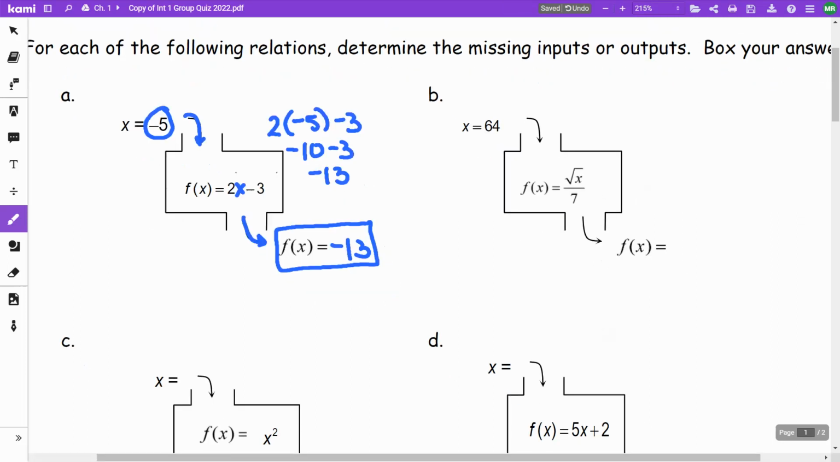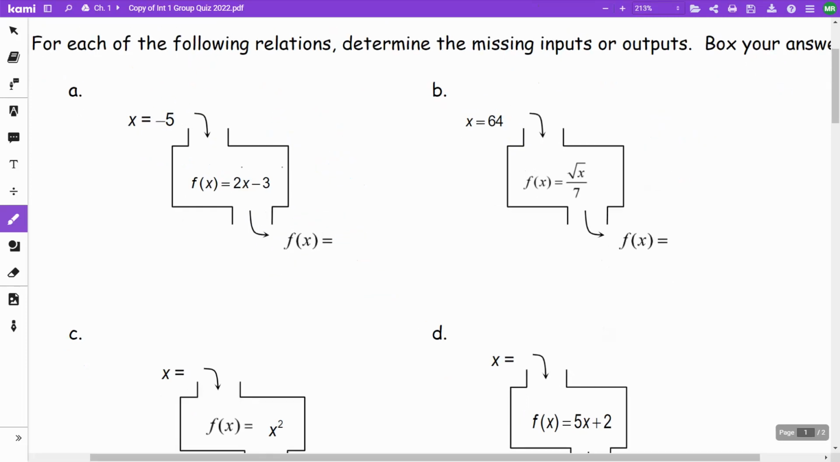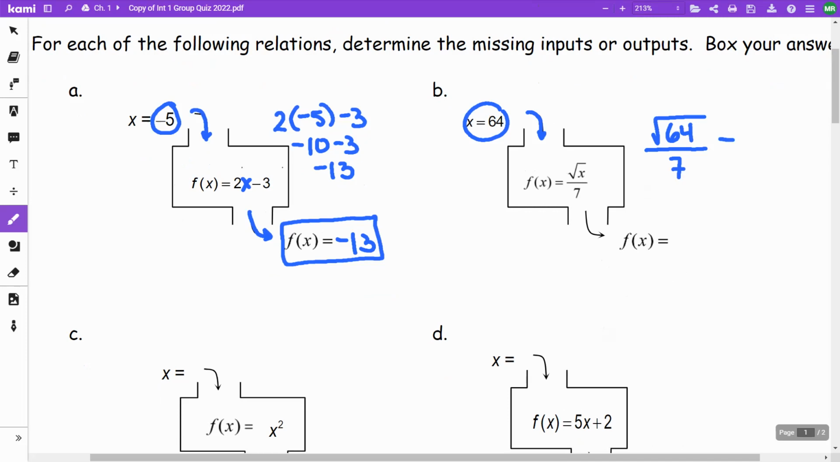On the next one, we're going to be putting in 64 into the square root of 64 over 7. Now, the square root is when you're asking yourselves, what am I squaring to get 64? What can I multiply with itself to get 64? And the answer to that is 8. So our output, when we put in a 64, we're going to get out an 8/7.